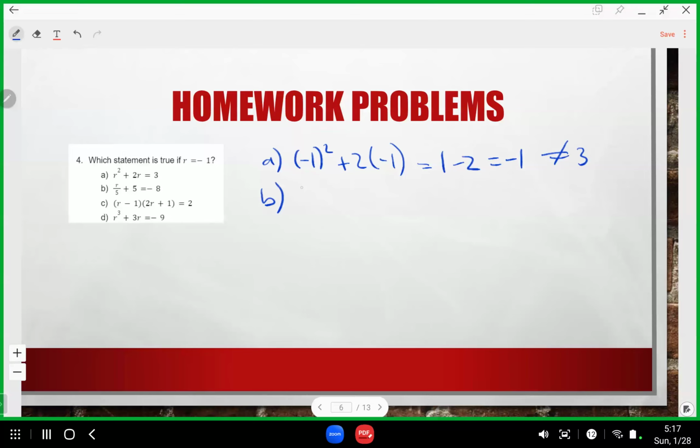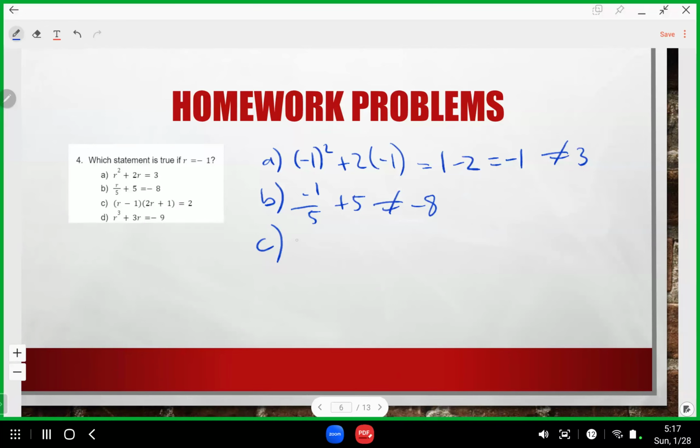Okay, so let's see. B is... actually, just negative 1. 1 over 5 plus 5, which is equal to negative 8, which is obviously, okay, does not equal negative 8, actually. It's not equal to negative 8 here, so that is false as well. C, I think, should be the correct one.